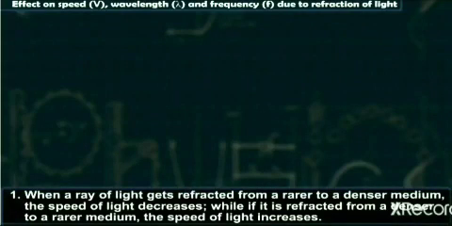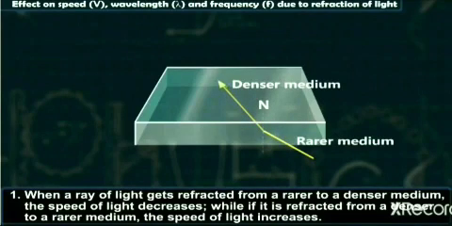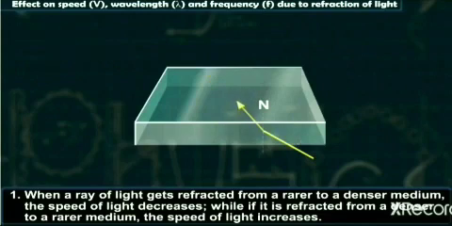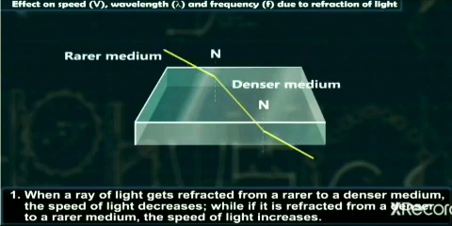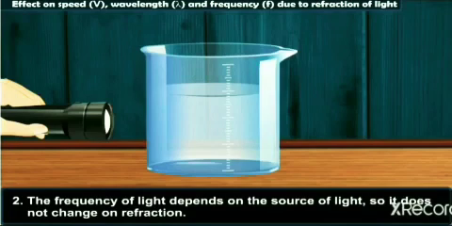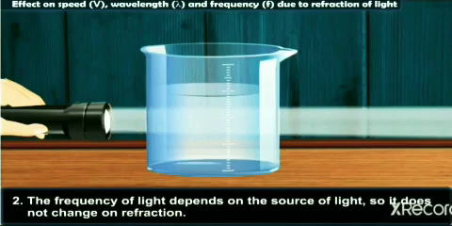Effect on speed v, wavelength lambda, and frequency f due to refraction of light. 1. When a ray of light gets refracted from a rarer to a denser medium, the speed of light decreases. When it is refracted from a denser to a rarer medium, the speed of light increases. 2. The frequency of light depends on the source of light, so it does not change on refraction.